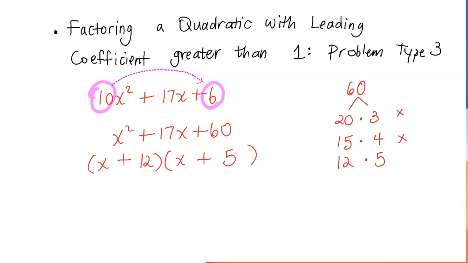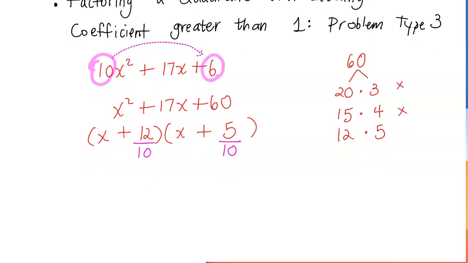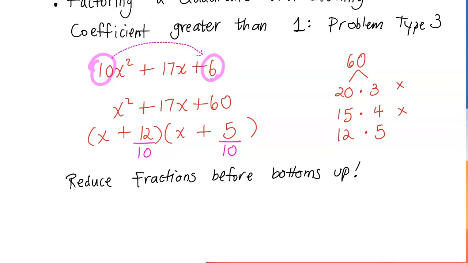Now I'm going to divide both of these by 10. Before I do my bottoms up, I'm going to have to simplify, or I should say reduce, fractions before bottoms up. Let's go ahead and reduce fractions.